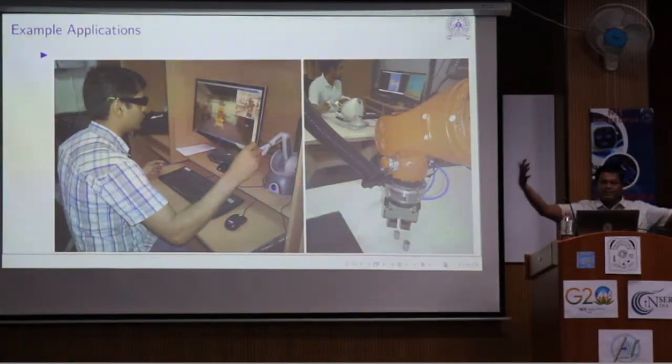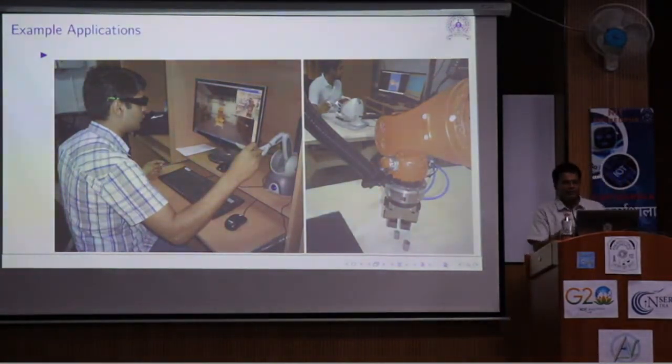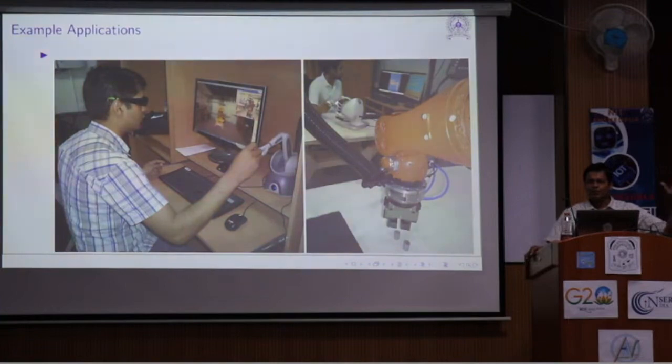When you have a 3D screen in front of you and your robot is handled with 3D glasses, the person is wearing 3D glasses. This kind of application is there in teleoperation surgery also, where surgery is done by a robot from far away.